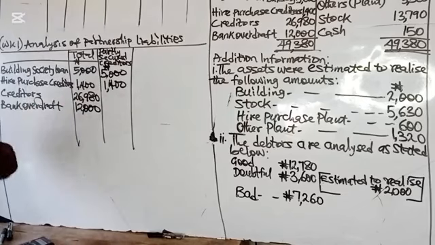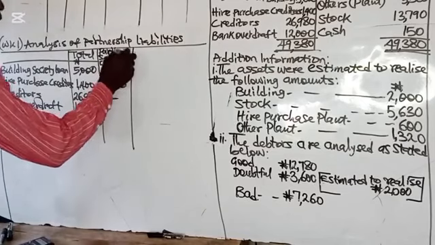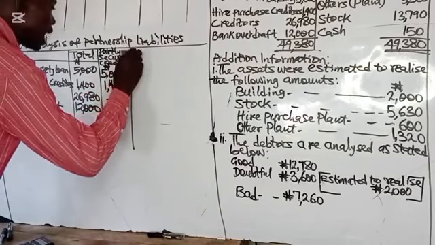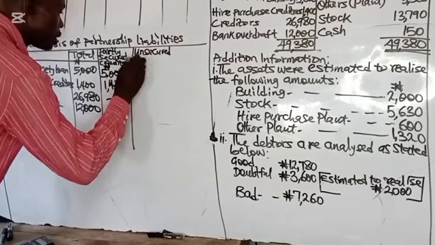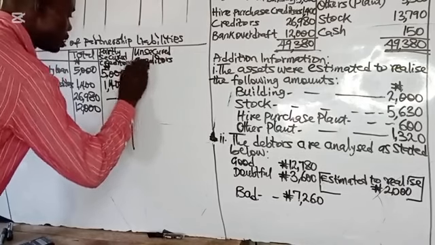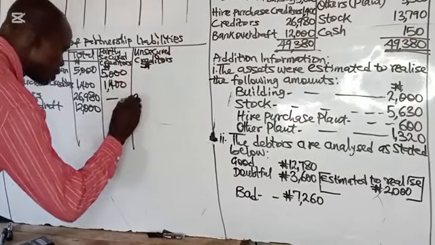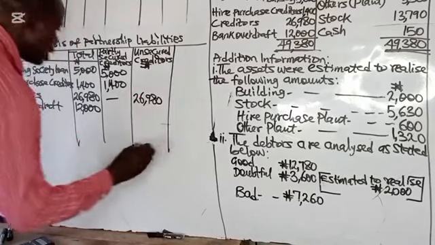So creditors, we have 26,980. No collateral was used for the creditors anywhere. Since no collateral is used for this, we categorize this as unsecured creditors, because it does not have any collateral. So we have 26,980. That is unsecured creditors.